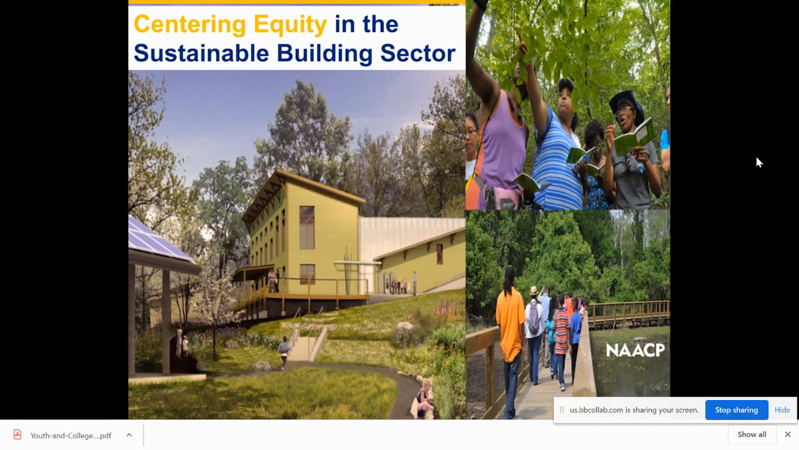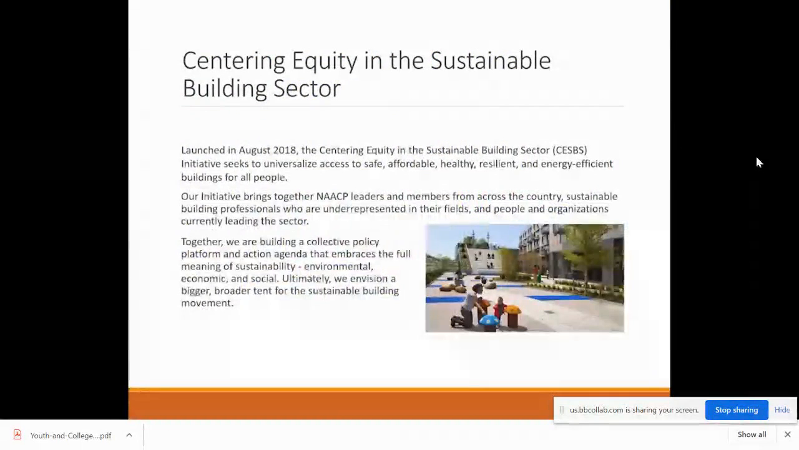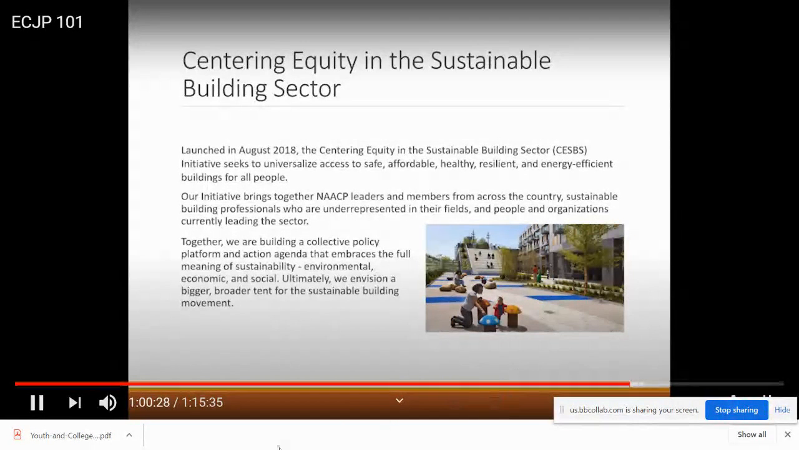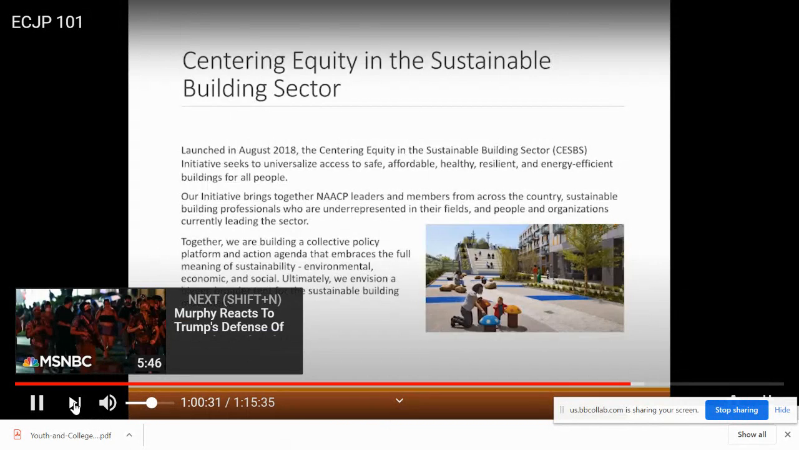How do we prioritize frontline communities for having healthy environments where we live, work, and play? So we launched that initiative in 2018 in August, and it continues robustly. So we invite you all, again, to be a part of this initiative as well. We have multiple working groups, and we'd love for you to join any of the working groups.